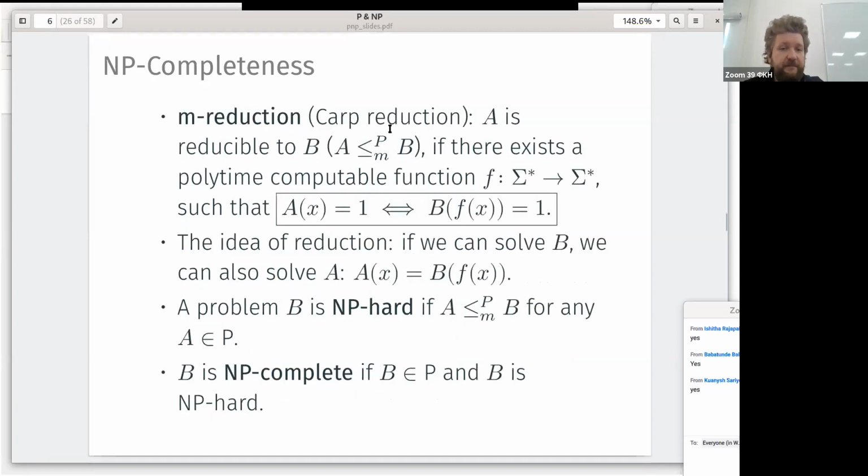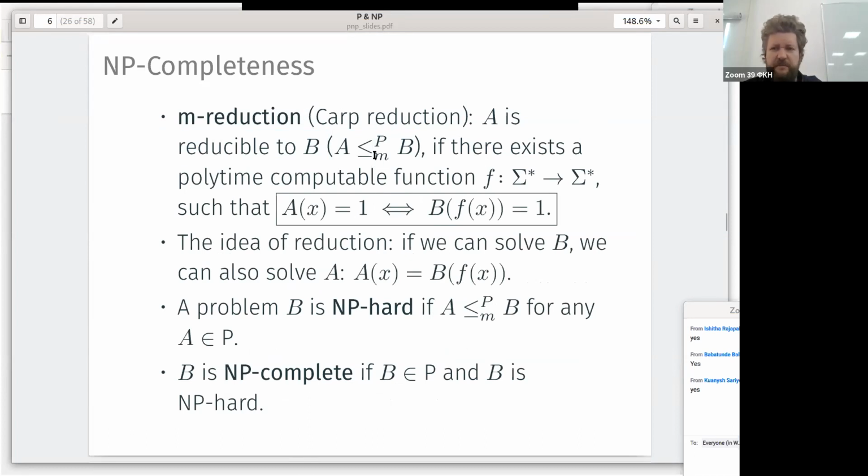So how do we define NP-completeness? We give a big slide here. First, we define the notion of m-reduction, or Karp reduction. And we say that a problem A can be reduced to problem B, and it's written like that, A is less or equal than B. So p is for polynomial, m is for m-reduction. It's many-to-one, or Karp.